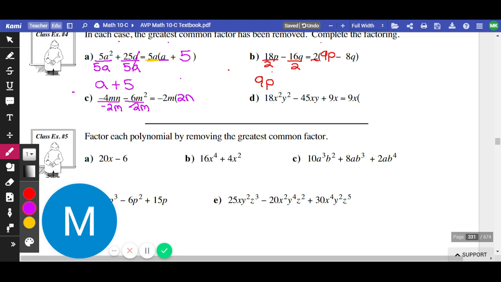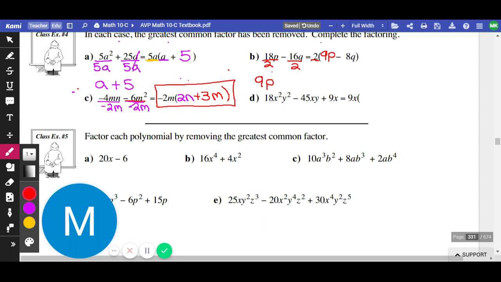My second term. Now I'm going to divide by negative 2m again. I'm going to change colors so people see where I'm getting this. Negative 6 divided by negative 2 would turn into a plus 3. M to the power of 2 divided by m to the power of 1, we subtract the exponents, I get m. That would be my factored answer: negative 2m times (2n plus 3m). Right? We've unmultiplied something.